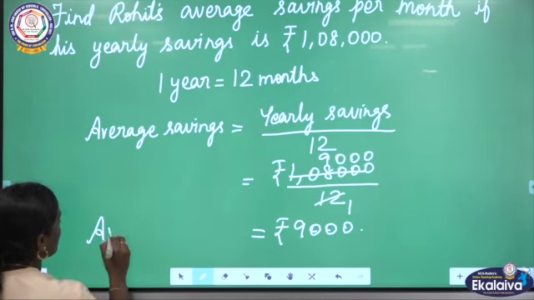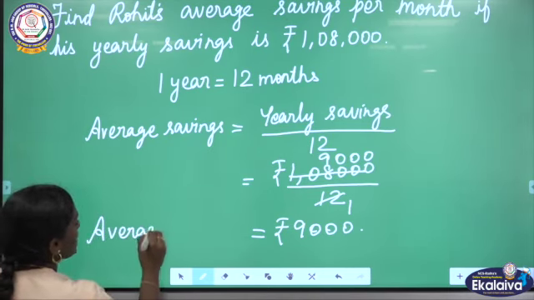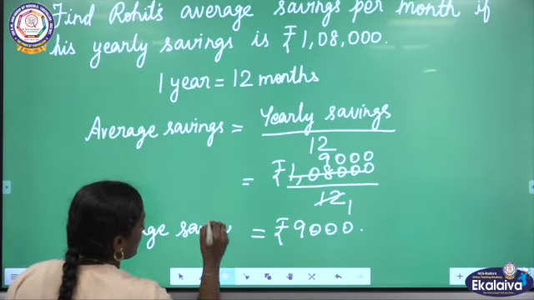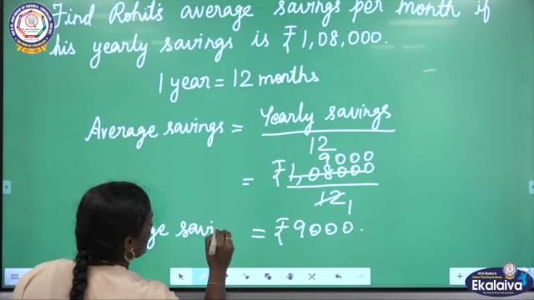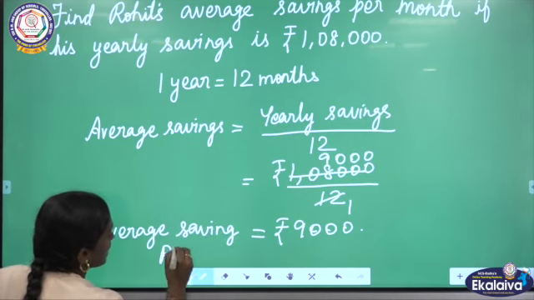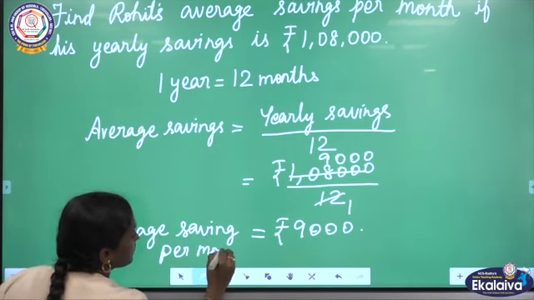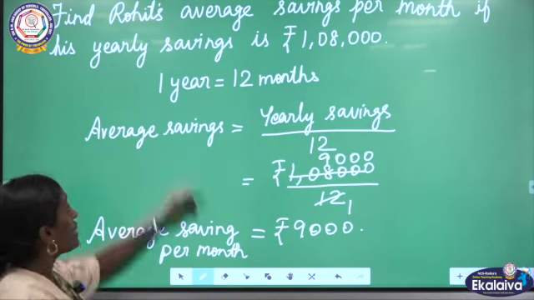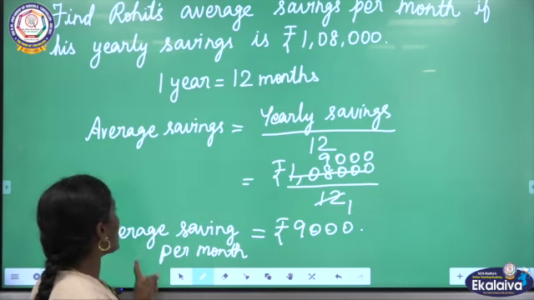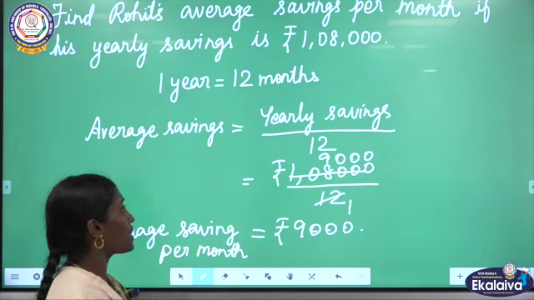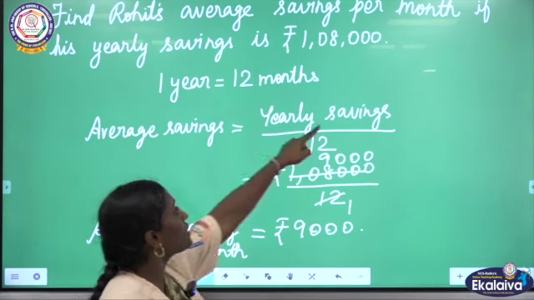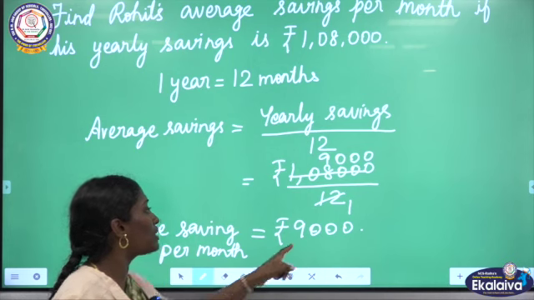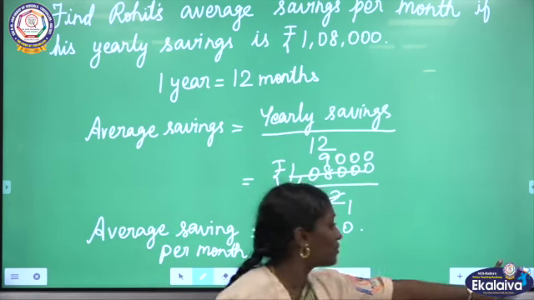Average savings per month is equal to rupees 9,000. Is it clear? Here yearly savings is given. We are finding the average saving per 1 month. So yearly savings divided by number of months in a year, that is 12. We are dividing the numbers, then we are getting rupees 9,000.